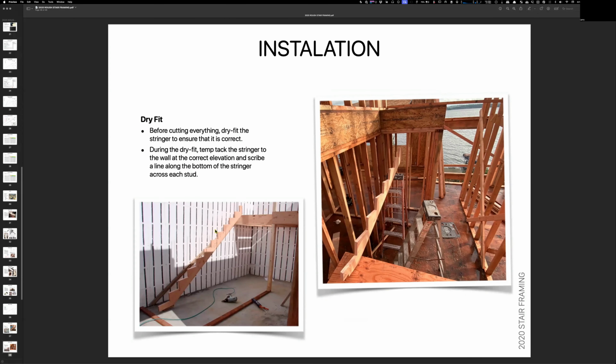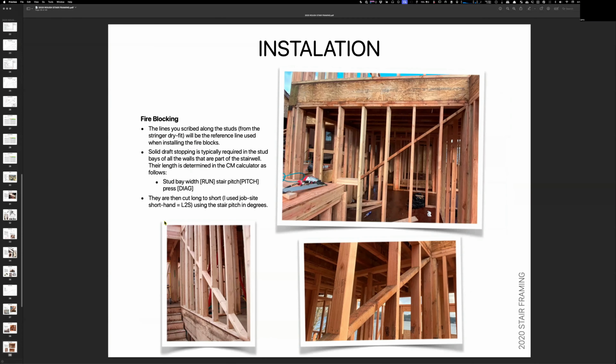This was a fire escape for a 3-story commercial building. This is ICF all the way around so that the stairwell's fireproof. So here's what I was talking about in sequence. You get the measurement for the fire blocks, and when you dry fit your stringer, you trace along the bottom of the stringer and make a line on all these studs. And now you know where to put your fire blocks, because they're going to go right along that line.